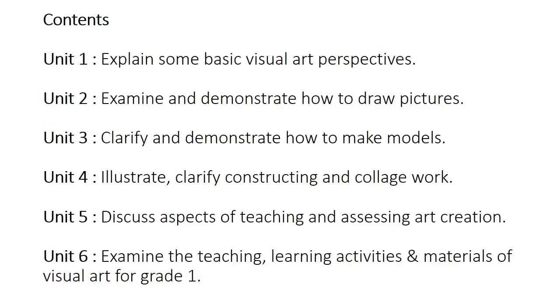Unit 5 is about discussing the aspects of teaching, how you should teach your art lessons, and how you assess the products or the artworks that students make. Unit 6 is about examining the teaching, the learning activities and materials of visual arts for grade 1. So this is just a brief summary of what you should find in a book.